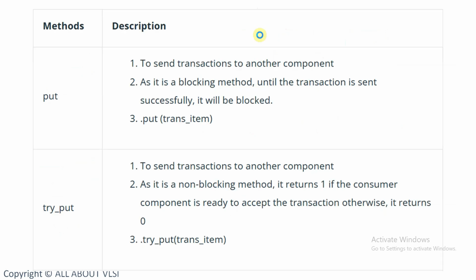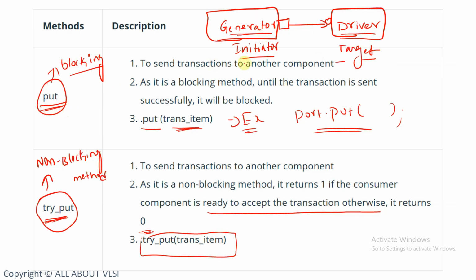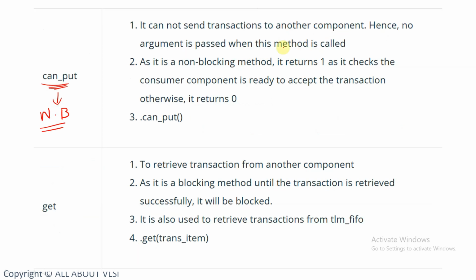Now here the generator can use the put method if it wants a blocking scenario, or if it wants non-blocking behavior, it can use the try underscore put method for sending the transactions to the driver. Now if the generator wishes not to send any data, it can use can underscore put.